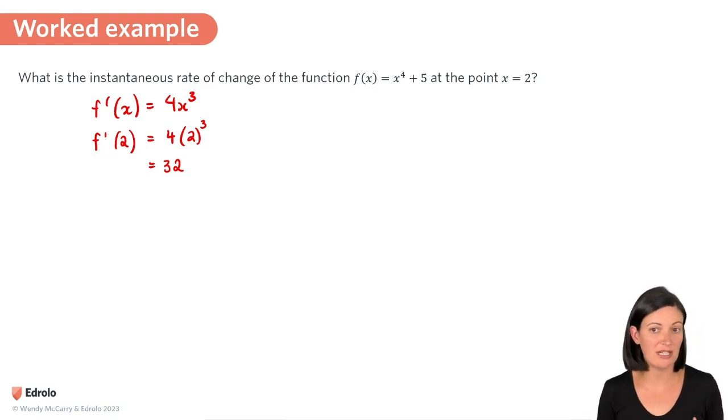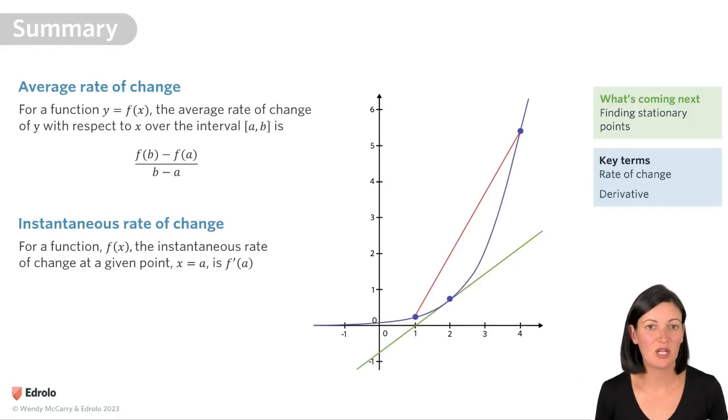But if you were dealing with some sort of context, say, for example, speed, you might include meters per second or whatever units you're working in. So to summarize this lesson, we looked at rates of change and in particular, the difference between the average rate of change and the instantaneous rate of change.